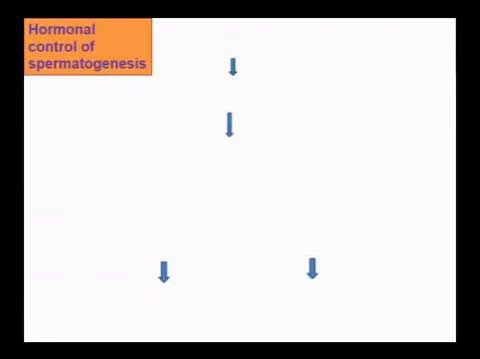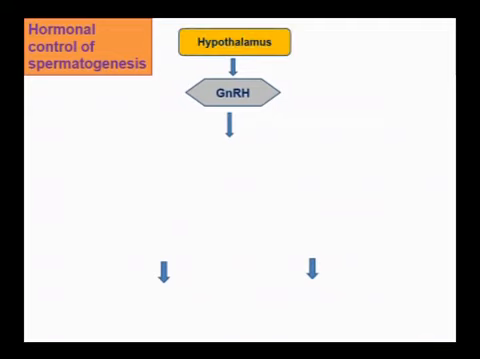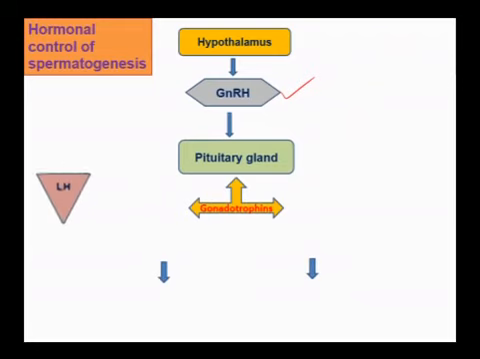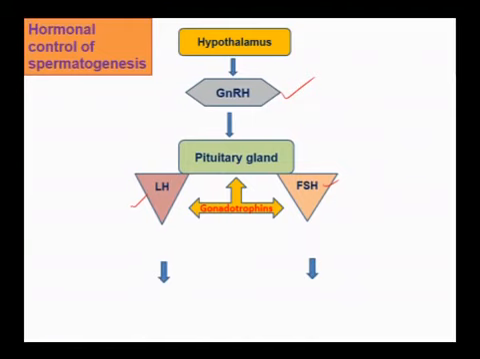So coming to hormonal control of spermatogenesis. Spermatogenesis is under the control of gonadotrophin releasing hormone secreted by the hypothalamus. Gonadotrophin releasing hormone acts on the anterior lobe of the pituitary for the secretion of two gonadotrophins, namely LH and FSH. LH is luteinizing hormone and FSH, follicle stimulating hormone, is also a gonadotrophin. LH and FSH are both said to be gonadotrophins because they act on gonads.